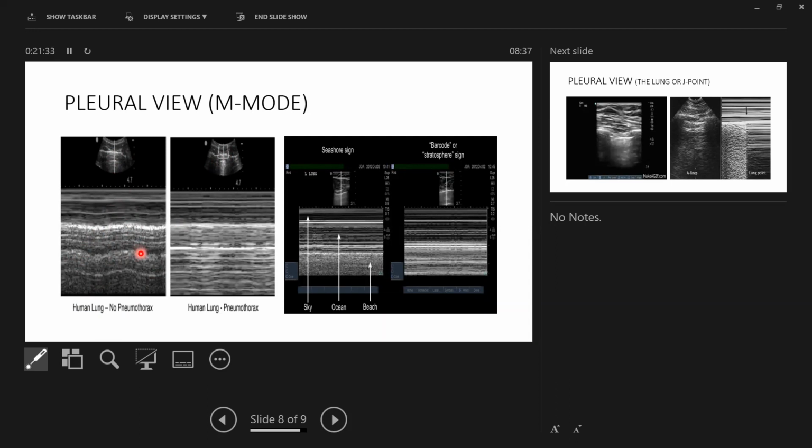M mode is converting the movement of whatever tissue you are looking at into a graphical representation. So because there's movement of the lung, and if there's a pneumothorax, because there's no movement of the lung, it now changes into more of what looks like, if you can imagine, just waves. We call it the stratospheric sign, barcode sign, whatever you want to call it. And here we see another example of it. Seashell sign, so sky, ocean, beach. Even if you just say waves and beach, whatever it is, it depends on the size of the patient as well. And here you have a barcode or stratospheric sign.